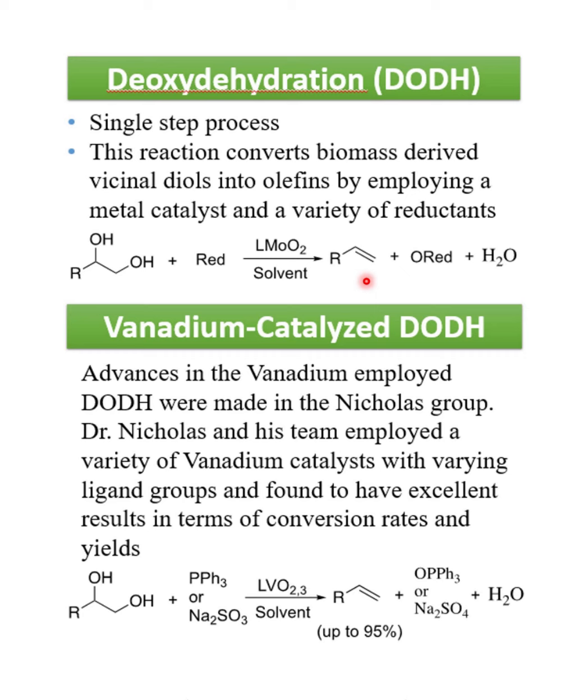So advances in this deoxydehydration reaction have been made by Dr. Nicholas. Dr. Nicholas has used vanadium to carry out these reactions, and they have found very good alkene yields. As you can see here, they got up to 95% yields in their system. But the problem with this is that vanadium and other metals used are precious metals, and we're trying to reduce the cost of using this reaction.